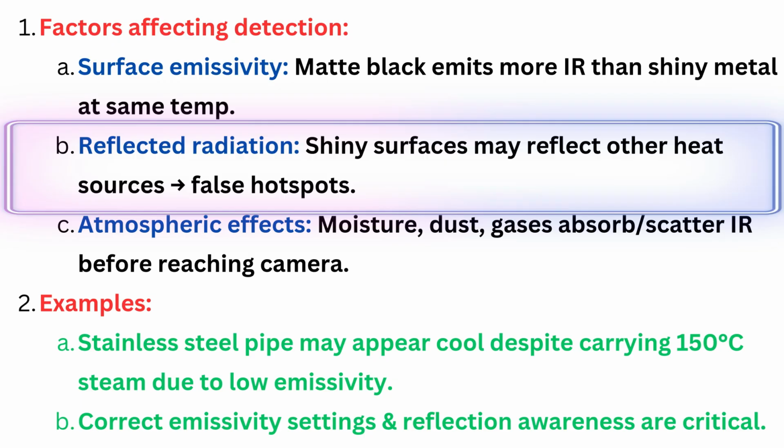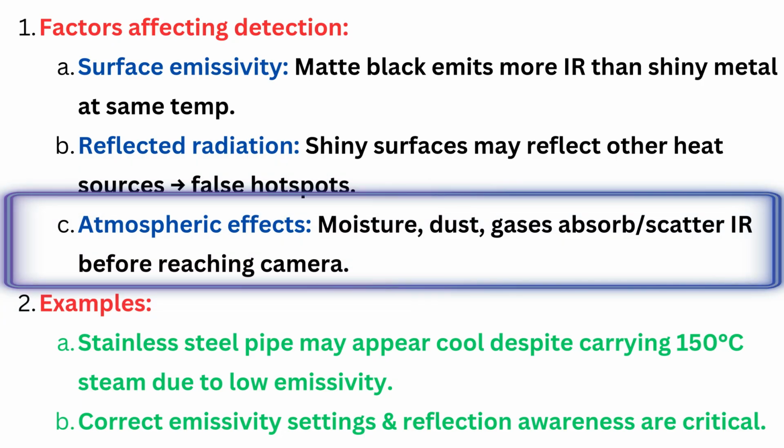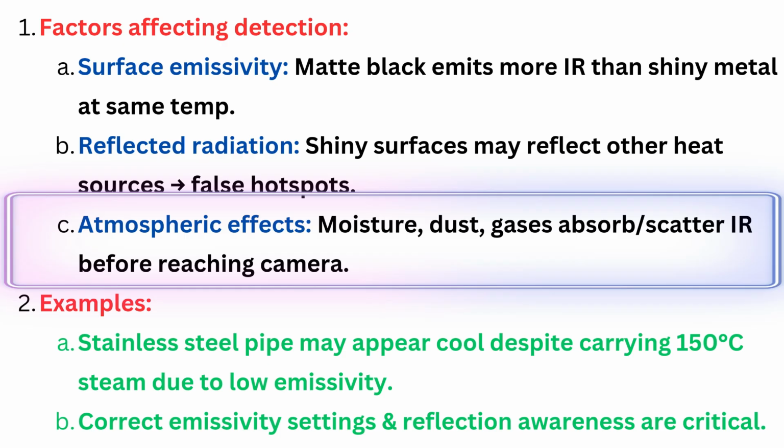And the third one will be the atmospheric effect. What is this atmospheric effect? Maybe the atmosphere is dusty today, or maybe there is moisture in the atmosphere. So moisture, dust, and gases can absorb the IR radiation that is coming out from an object. So this also can mislead the thermal images that we have taken of that object. So it's very important to consider the atmospheric effect, right?